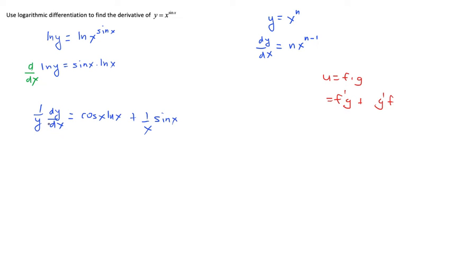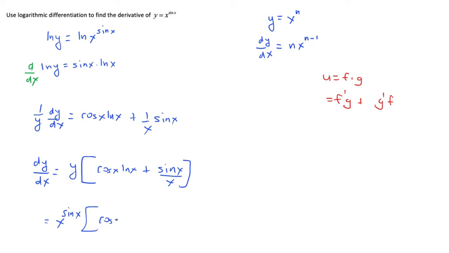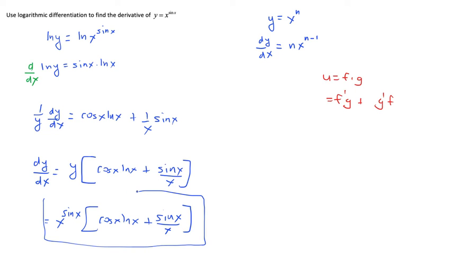And last step here, we'll just multiply back the y to both sides. So we get y times this whole thing: cosine of x ln of x, plus sine of x over x. And of course, we know what y is, so we can just put that back into the final answer. We get x to the sine x power, and then cosine of x ln of x, plus sine of x over x. Once again, maybe do a little bit more simplification here. In this case, we can only just distribute this out. So yeah, this should be our final answer.